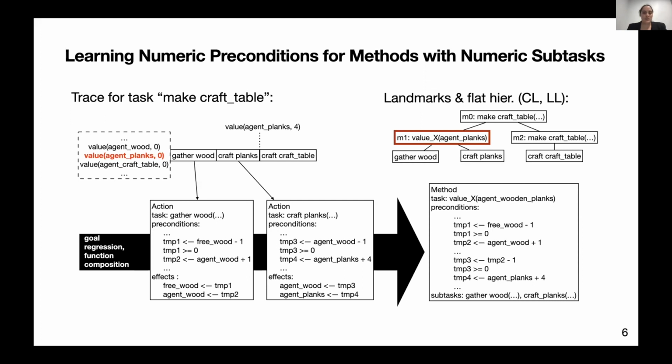So we made an addition to the learner that lets it infer new preconditions from the context provided by the initial state of the trace. So you can see that the agent Planck's counter is 0 in the initial state, so we can infer that and insert it into the preconditions of this method.